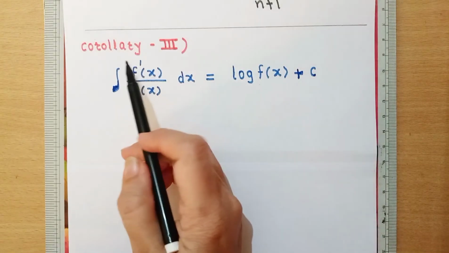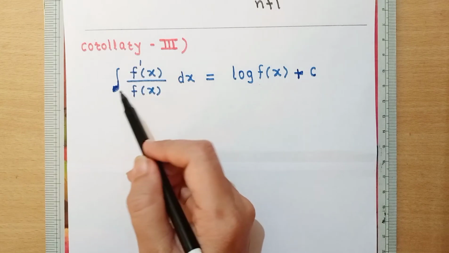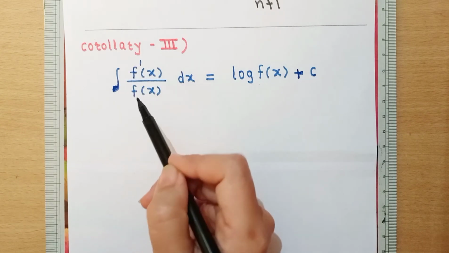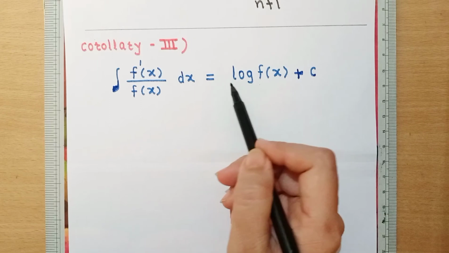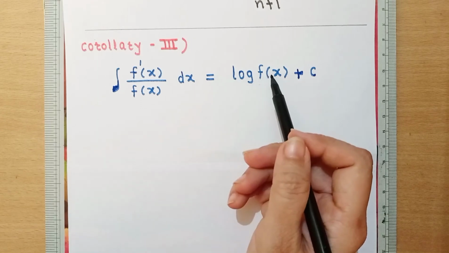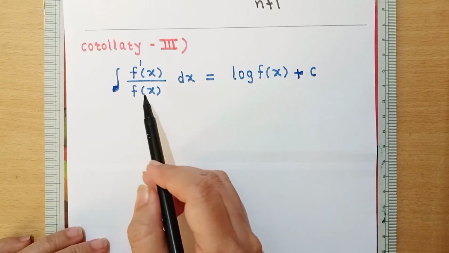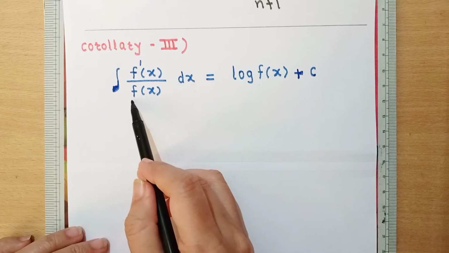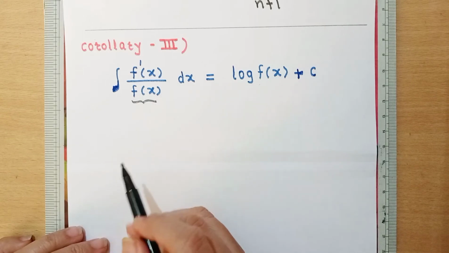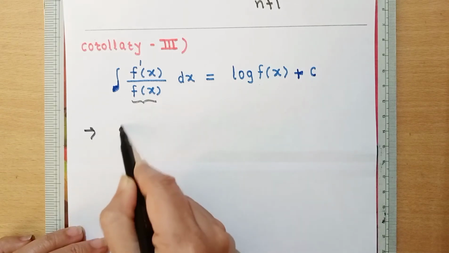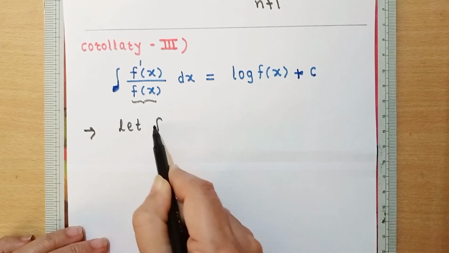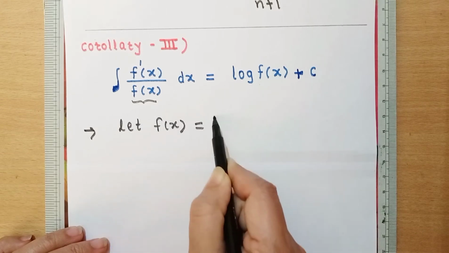Now this is our third corollary. Integration of f dash x upon f x into dx equal to log of f x plus c. So again we will start from LHS, and here we will substitute f x equal to t. So let f of x equal to t.